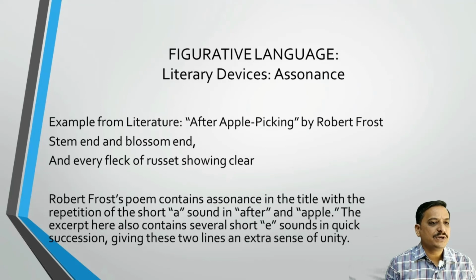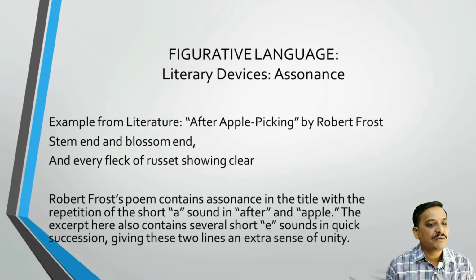An example of literature for assonance would be After Apple Picking by Robert Frost. "Stammen and blossomen, and every fleck of russet showing tear." Robert Frost's poem contains assonance in the title with the repetition of the short A sound in after and apple. The excerpt here also contains several short E sounds in quick succession, giving these two lines an extra sense of unity.